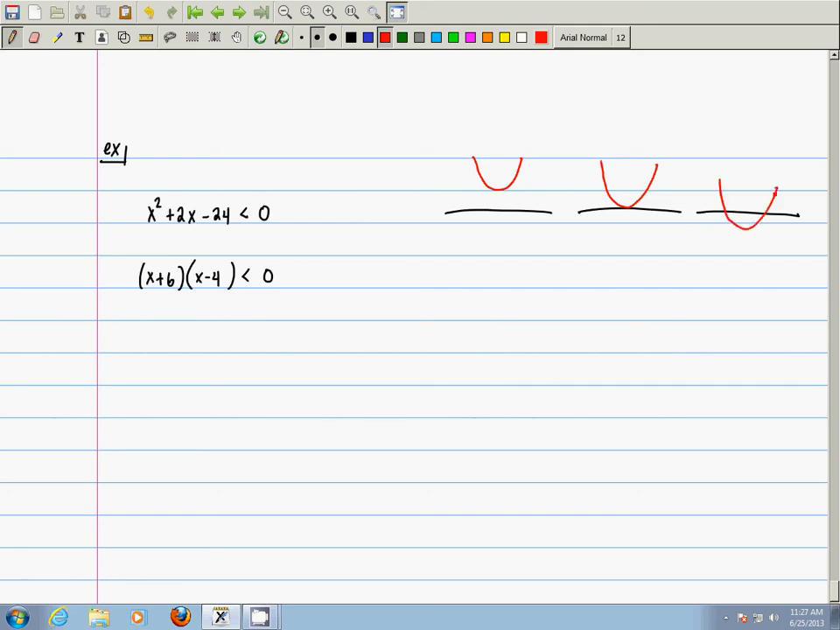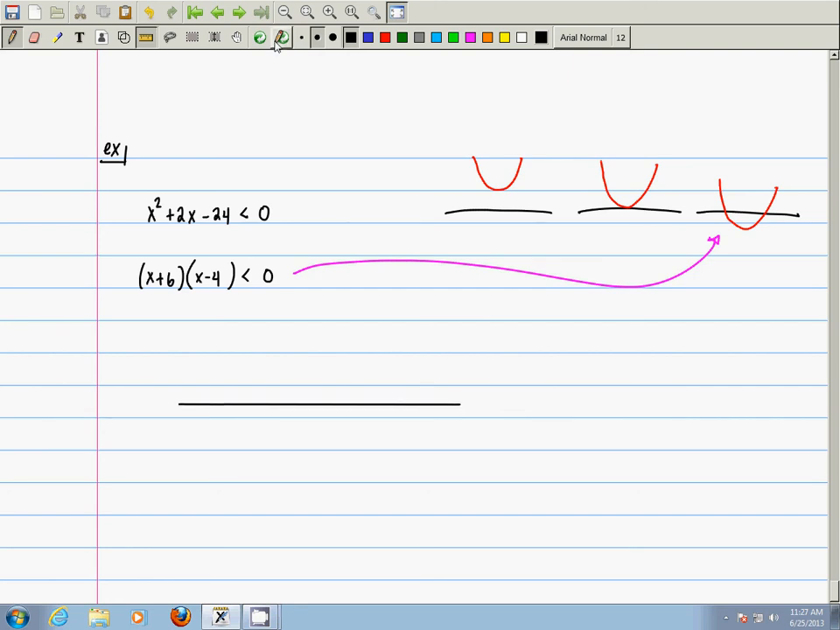So you should already be able to tell which case we're in. Which case are we in? The third case, because this quadratic has two solutions, because it has two factors. Okay? So now let's make that chart that we made on the previous question.